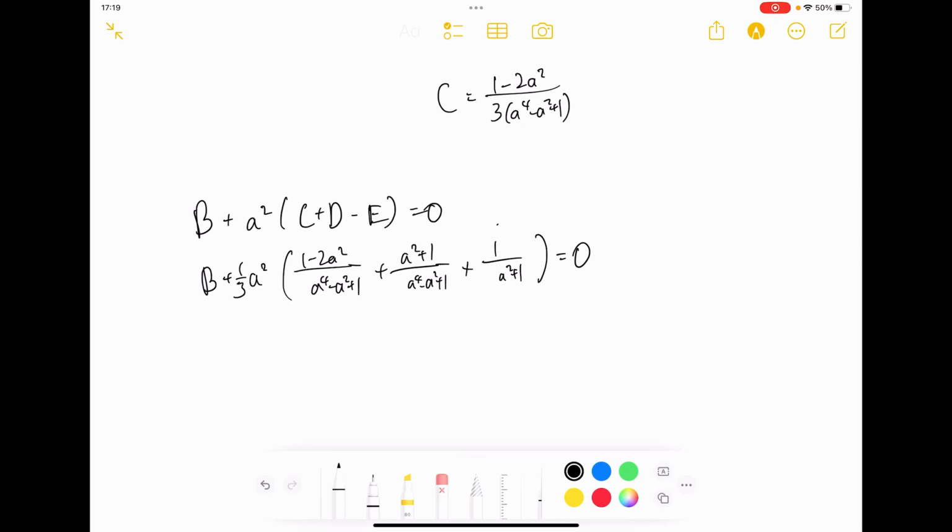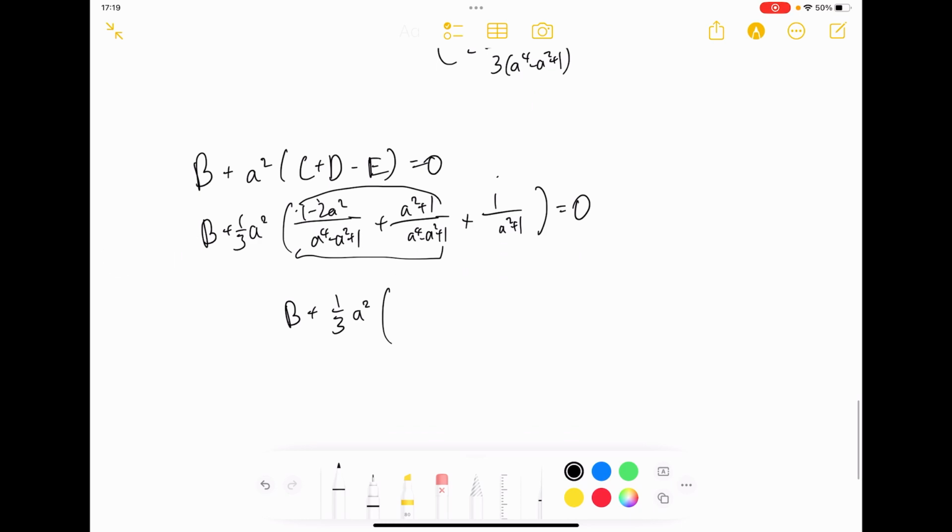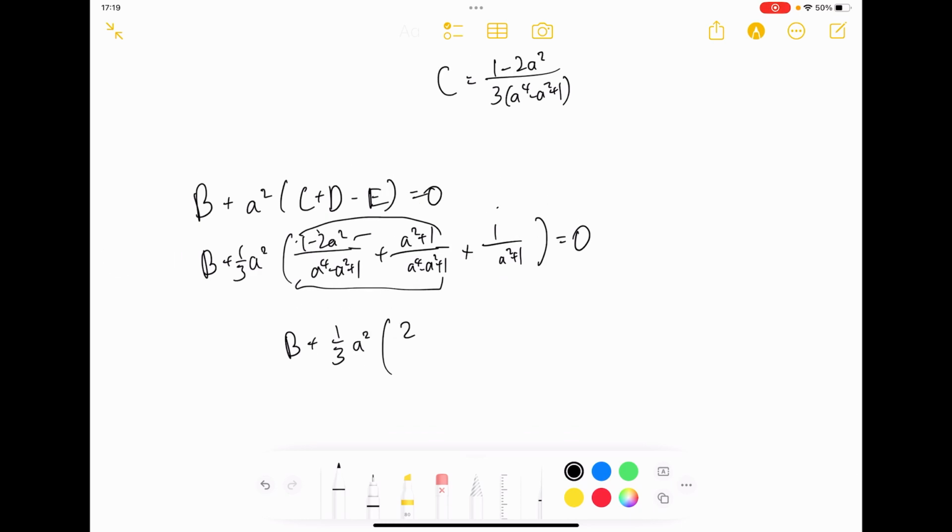We've got a third here. And let's merge these two. So that's going to be b plus a third a squared times, so 1 plus 1, that's, what's 1 plus 1, guys? 1 plus 1 is 2, and minus 2a squared plus a squared, so that's minus a squared, divided by a to the fourth minus a squared plus 1, plus 1 over a squared plus 1, that equals 0.